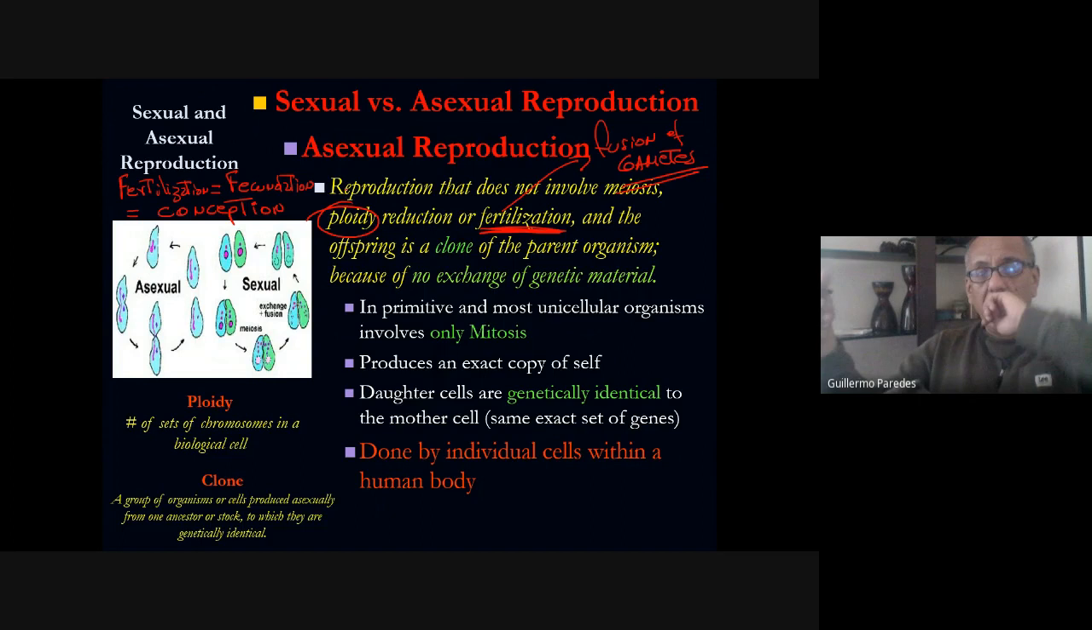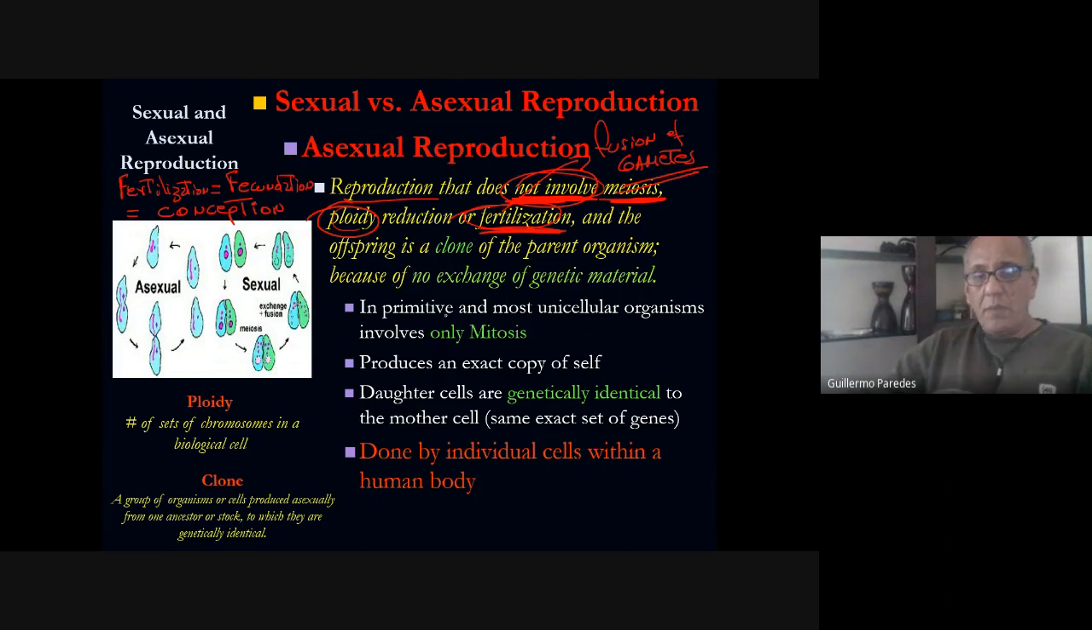Okay? All right, so that is happening with asexual reproduction. Look at this. I am probably getting you confused here. Reproduction does not include meiosis. It's not including meiosis, ploidy reduction, or fertilization. So all that I was explaining is sexual reproduction. If none of these is happening, that means asexual reproduction, which means mitosis.